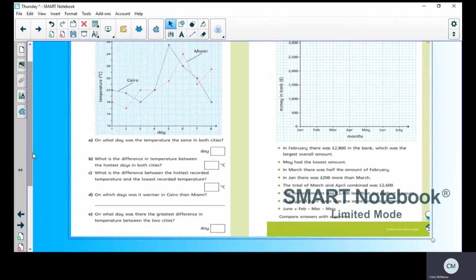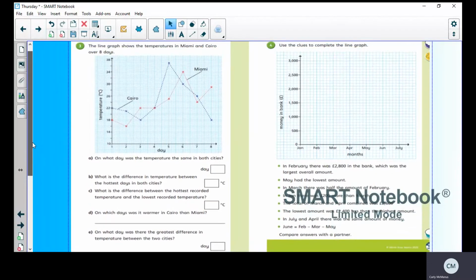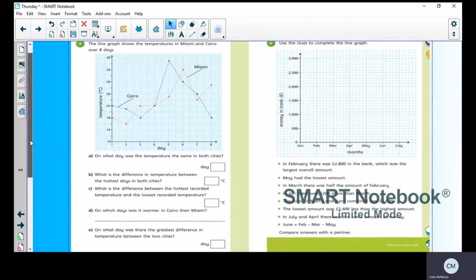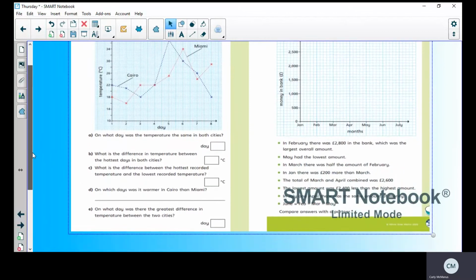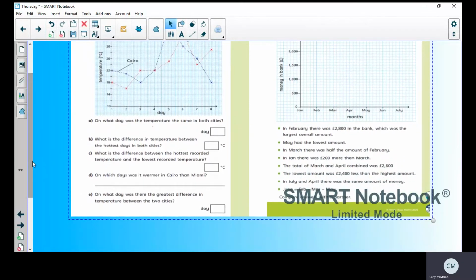What is the difference in temperature between the hottest days in both cities? So you're looking up here for a higher number and where this peaks. This is the hottest day and this is the hottest day. So have a look what temperature it was by going across. Then you're going to have to find out the difference between those 2 numbers, which means you need to subtract.